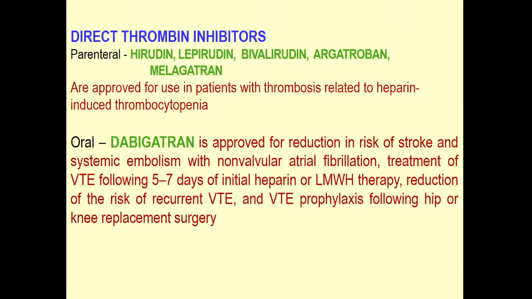Parenteral direct thrombin inhibitors are approved for use in patients with thrombosis related to heparin-induced thrombocytopenia. I told you that one of the adverse effects of heparin is heparin-induced thrombocytopenia, causing thrombosis. And in this situation, we should use not heparin, not low molecular weight heparin, no fondaparinux, no heparinoids, but direct thrombin inhibitors.